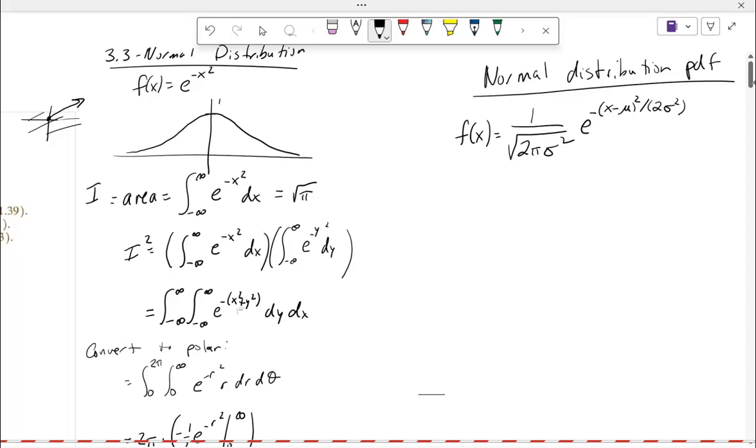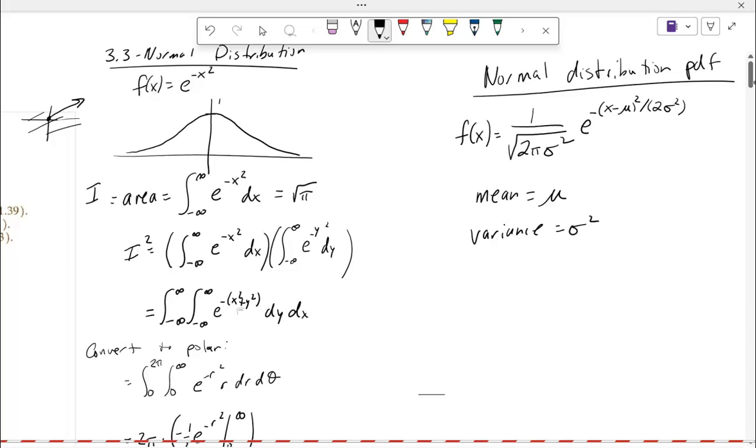Okay. This is the PDF for the normal distribution. The mean is mu, and your variance, of course, is sigma squared. We will talk about why this particular distribution is important at the end of the semester. But if you've done any statistics, you've played with the normal distribution before. And we'll also talk about today the importance of why I said the chi-squared was important as well. We'll see why that's important.